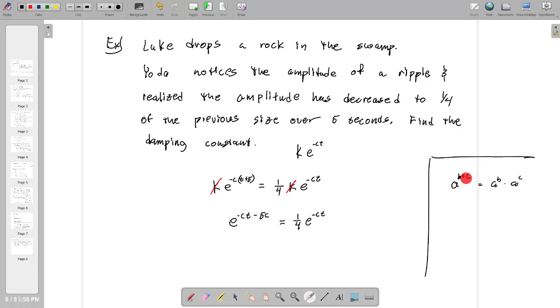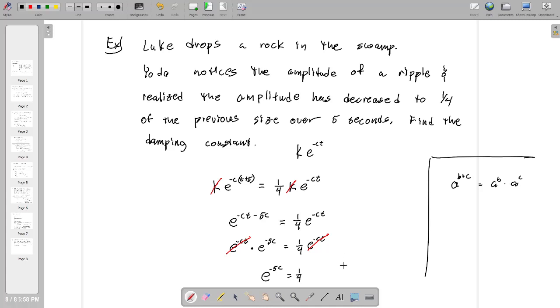I'm going to start with something that looks like this, and move to something that looks like this. My base is e, so I end up with e to the negative ct times e to the negative 5c is equal to 1/4 e to the negative ct. Then we can divide by e to the negative ct. This will exclude no t values from the domain because e to the negative ct never actually hits 0, so we would never divide by 0 by canceling these. And then we have e to the negative 5c is equal to 1/4.